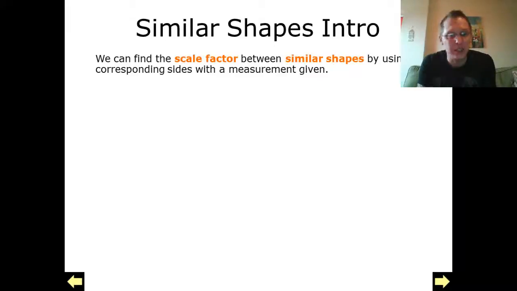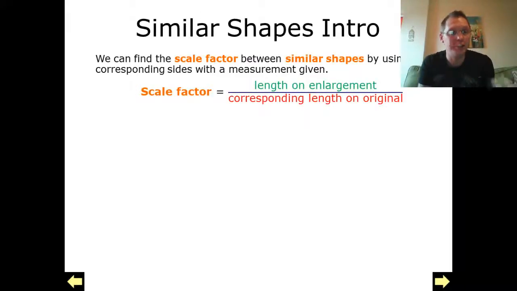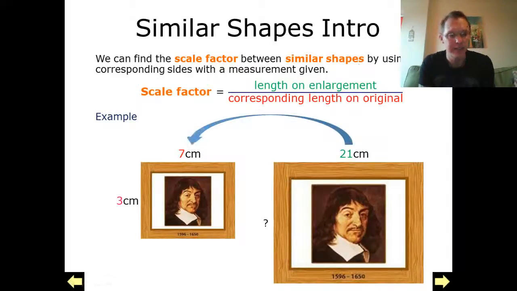So I just mentioned scale factors and using corresponding sides. To work out the scale factor, we're going to take the length on the enlargement and then divide it by the corresponding length of the original shape. So here I've got two images. This is my enlargement and this is my original.